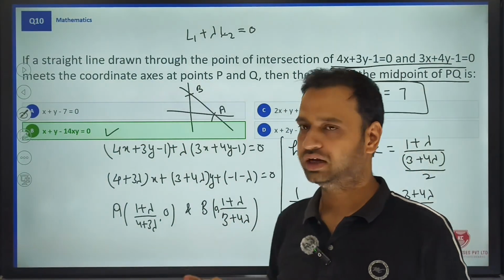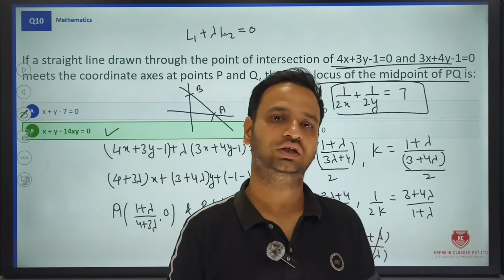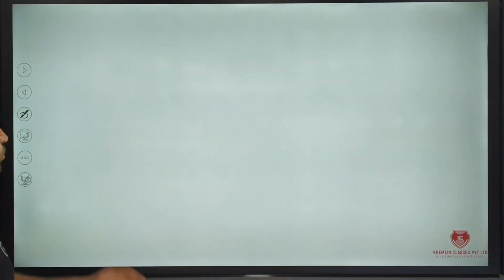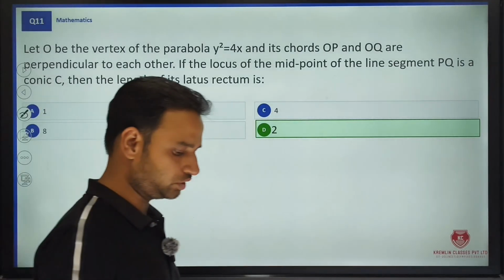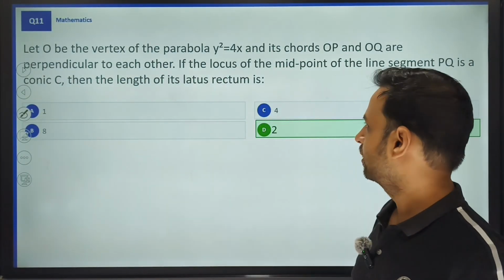Again, we have solved the question with very easy steps. What was given in the question, we solved it by those steps only. So we are again moving to the next question, the 11th. Quickly to the 11th question, because we have to sum up this mathematics paper.